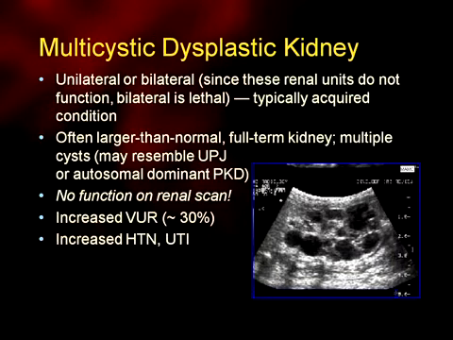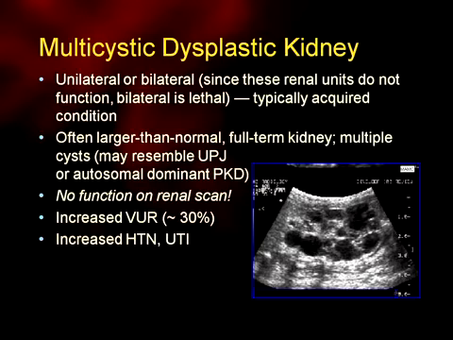Multicystic dysplastic kidney is a specific type of dysplasia where the kidney has no function at all. It can be unilateral or bilateral. Again, bilateral is generally lethal because they don't have any functioning kidneys. It's typically an acquired condition. They're born with it. What I mean acquired is it's not genetic. It's some insult that happens during gestation, either an obstruction or something that goes on that prevents the kidney from developing normally.